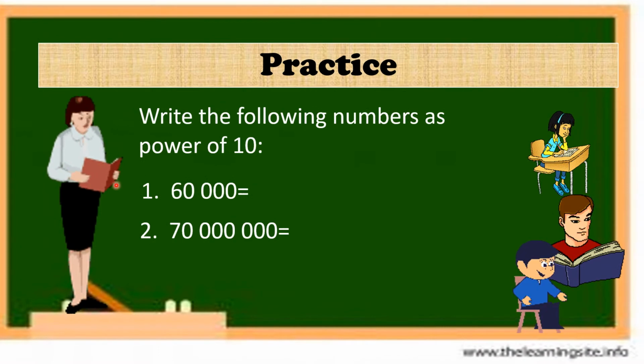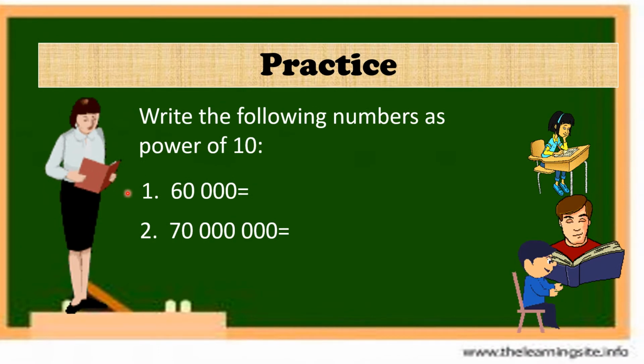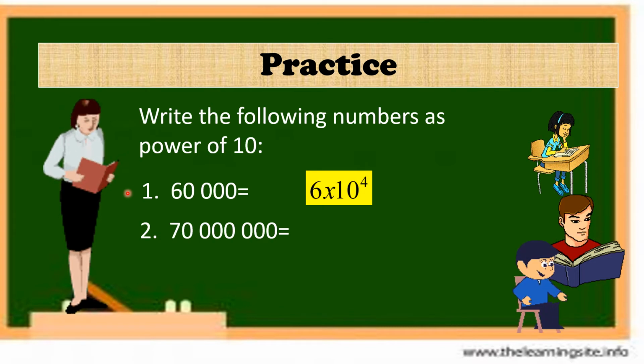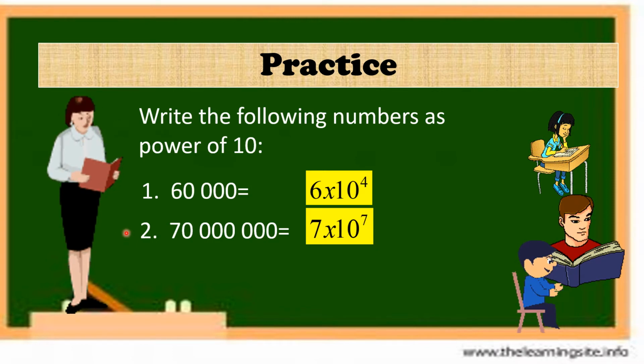Now ready to answer the problem. Number 1 is 60,000. That is 6 times 10 raised to the 4th power. We have number 2. Number 2 is 70 million. That is 7 times 10 raised to the 7th power. Did you get the correct answer? Very good!